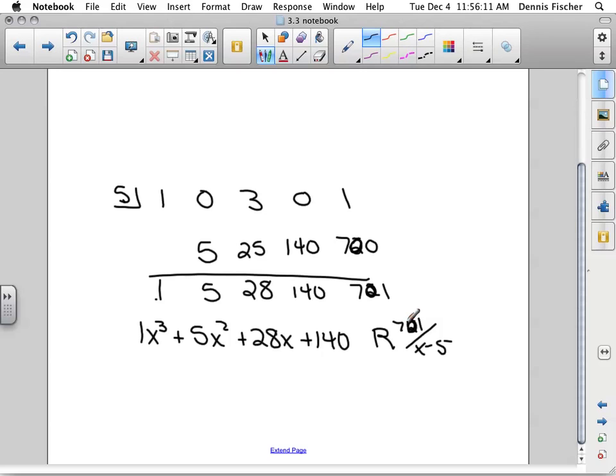So I always say level, because we start with x to the fourth, now we know the x cubed, right? Now here's a tough question. What number can I plug in for my x's? 5. That's the remainder, right? If I plug in 5 for my x's, you get 701. I should get out 701.